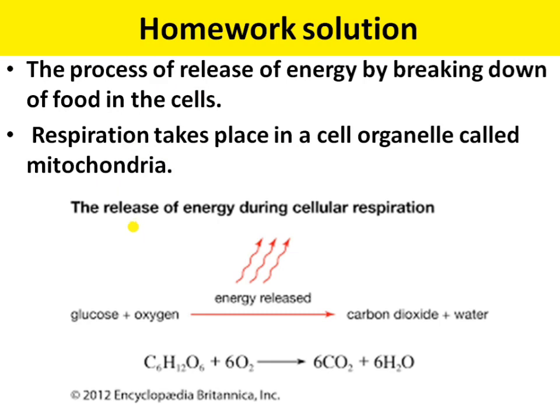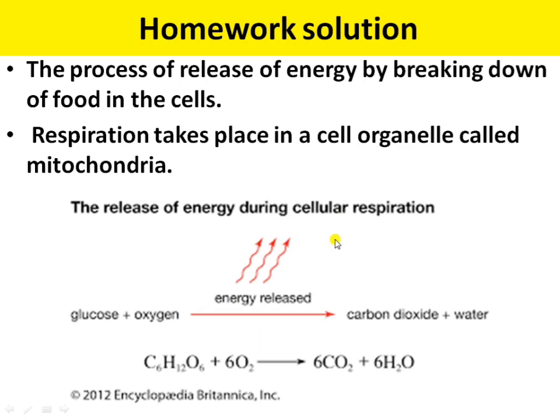As you can see here, a cell. We have already learned that all living things are made up of cells, and cells perform different functions. To perform all these functions a cell needs energy. So a cell gets its energy by breaking down the food present in it, and the process of releasing energy by breaking down the food in the cell is called respiration. This breaking down of food happens in the presence of oxygen, and energy is released, and the byproducts are carbon dioxide and water.